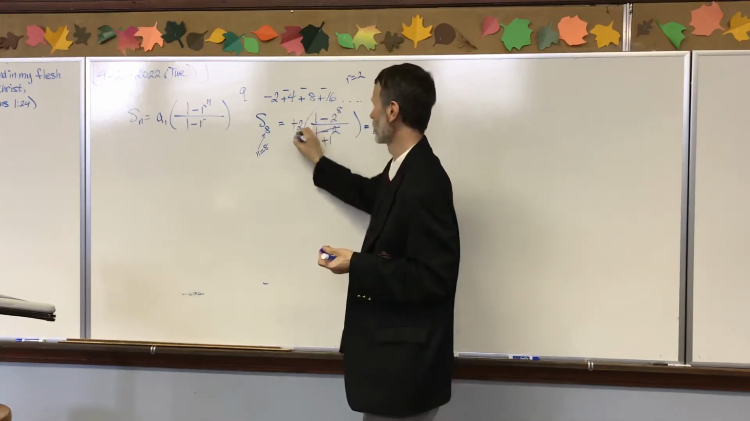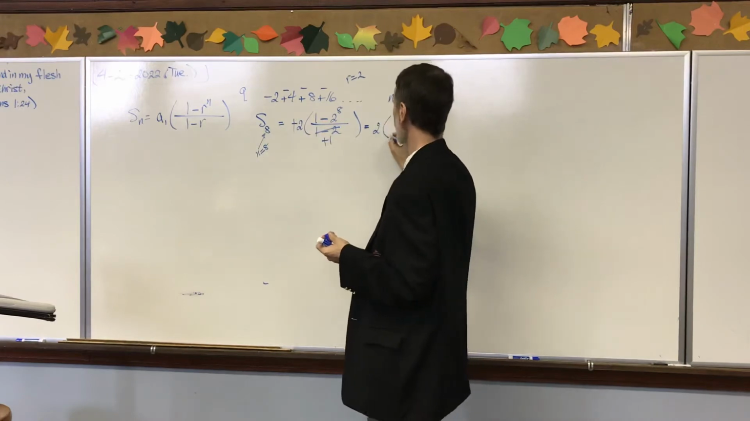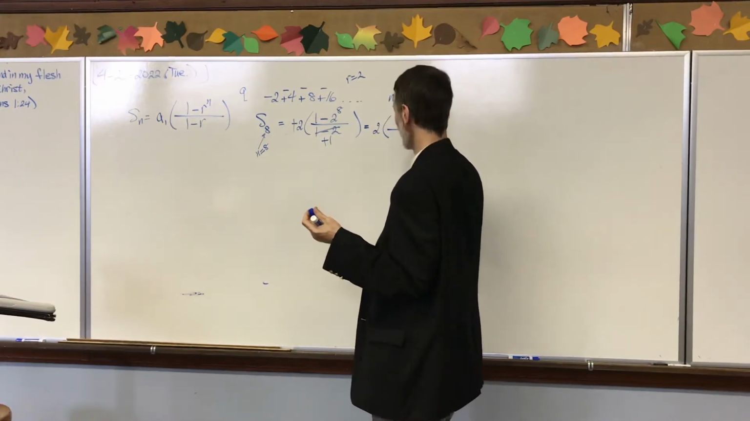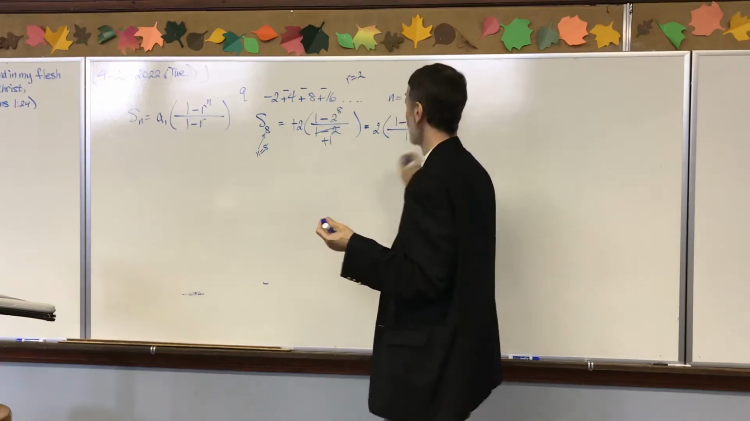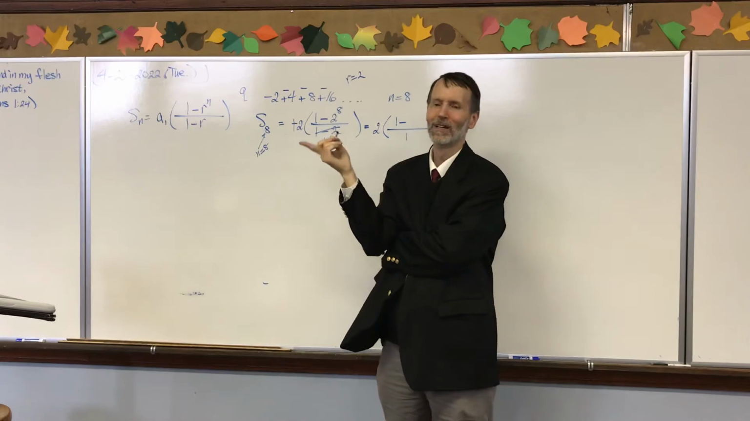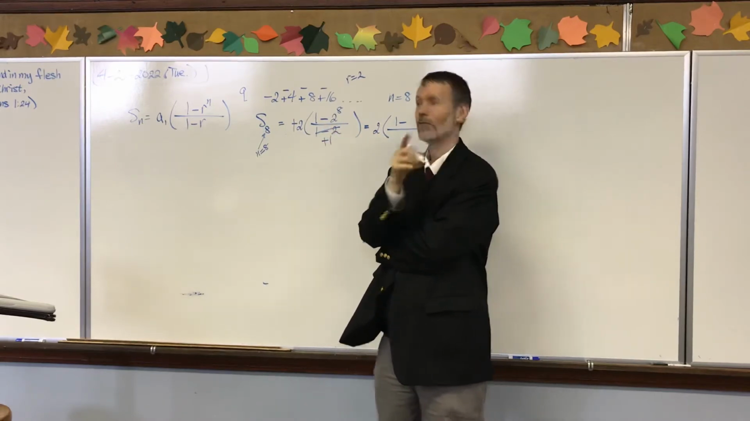These negatives cancel. And this is just 1 on the bottom, so that's not going to do anything. 1 minus what? What is 2 to the 8th? Now you can grab a calculator or do it in your head if you want. 256. Right?